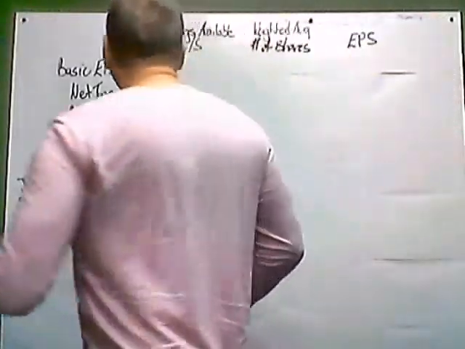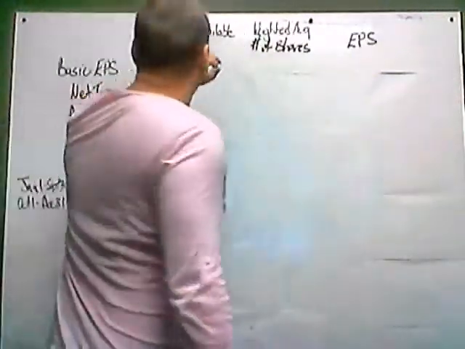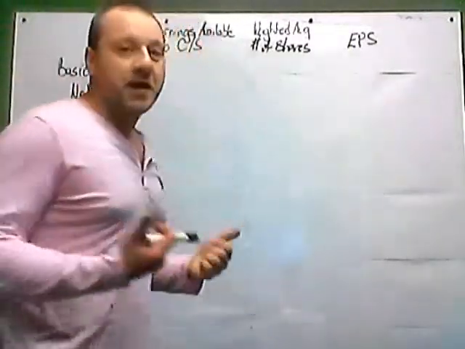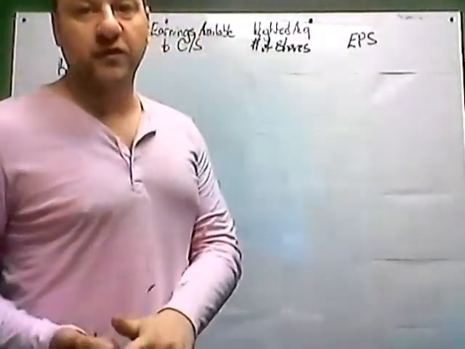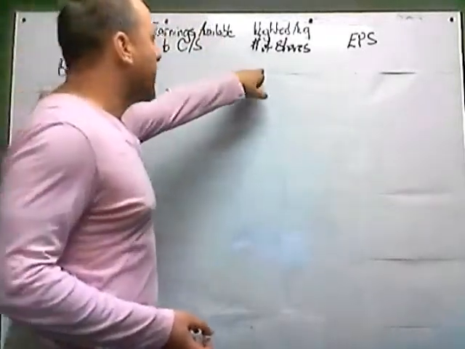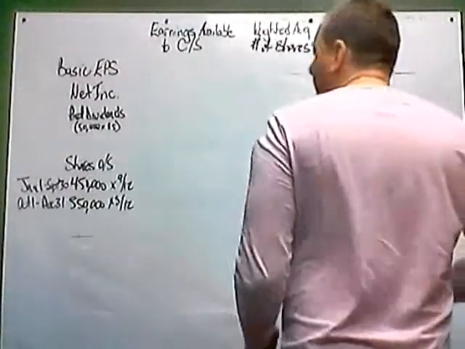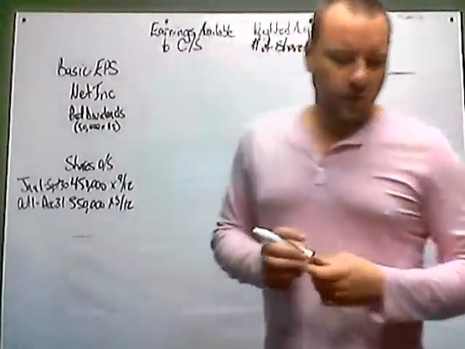So you'll start with three columns. Earnings available to the common shareholder, okay, that's your net income minus the preferred dividend. Then you'll have your weighted number of outstanding common shares, and then you'll get your EPS. So let's read this scenario first of all.